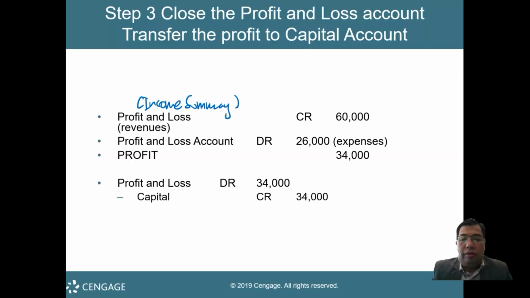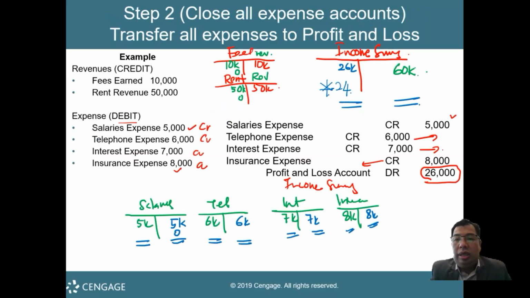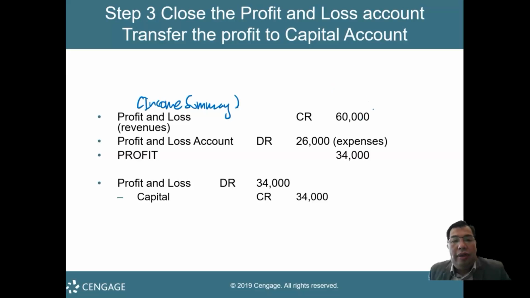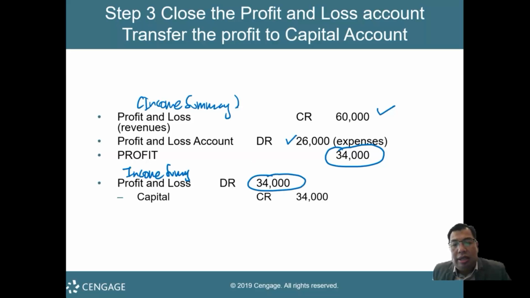Is it 24? No, not 24. Sorry, 34,000. So you have here your revenue 60,000, your expenses 26,000, so your profit is 34,000. So how to close your income summary account? You're going to debit your income summary account by 34,000 and transfer that amount to your capital. So your capital increases by 34,000.